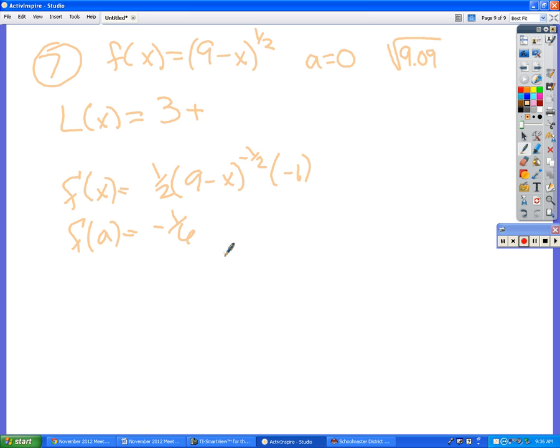So that means my slope is -1/6, so that comes next. And then it's x minus the a, which is 0. So my linear approximation formula for this is 3 minus 1/6 x. So this guy right here is y2. Okay, this thing right here is y. Oh, I should probably call that y1.